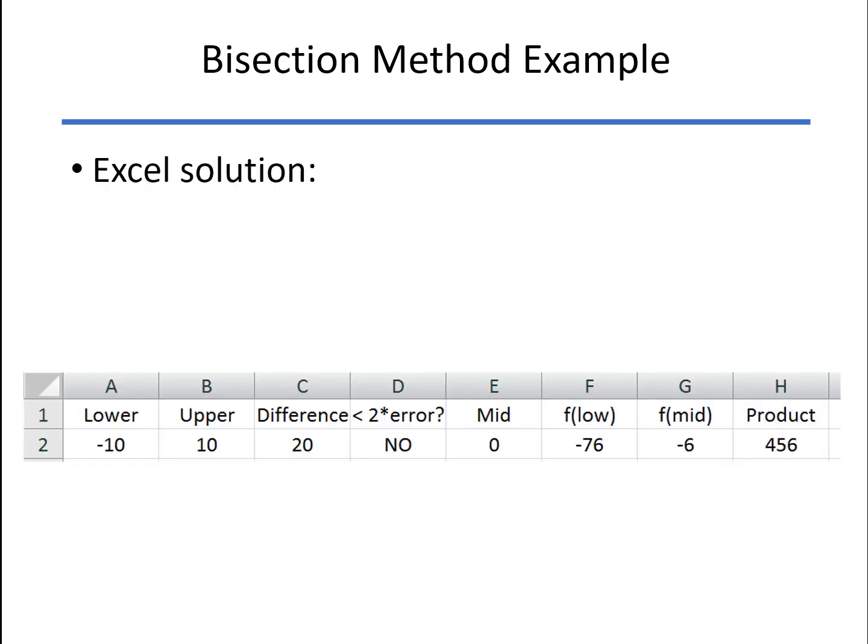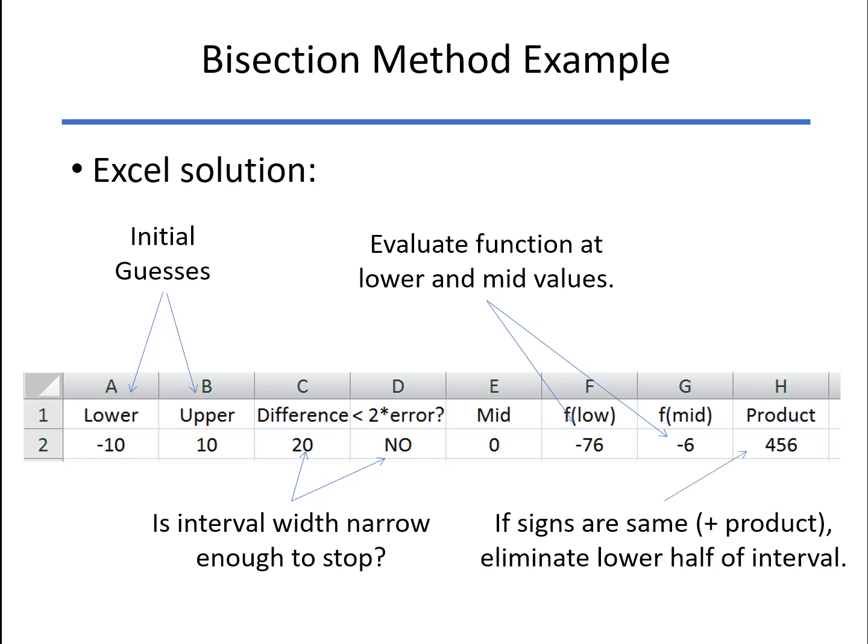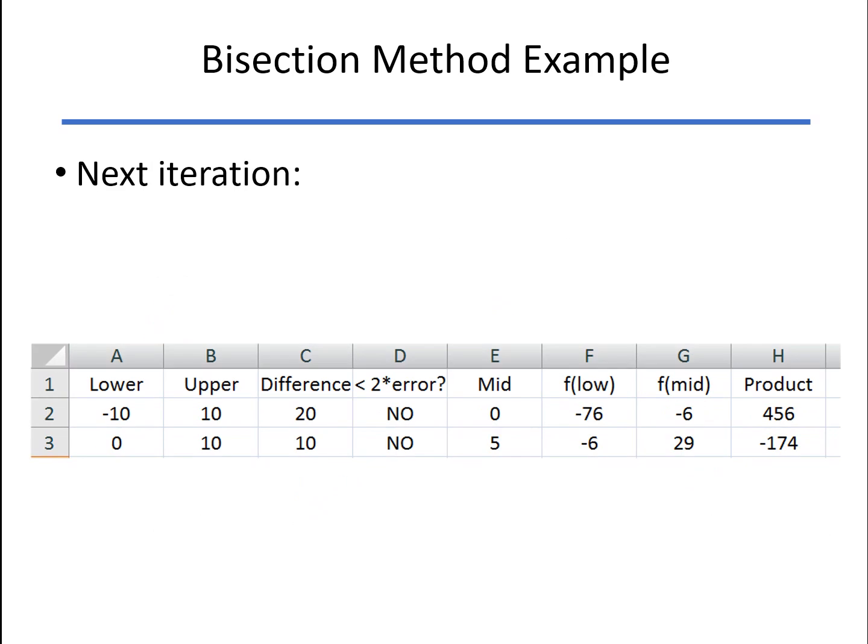So here's how we do it in Excel. We'll put in the upper and lower guesses. We'll look at the difference between those two, which of course is 20, and say, well, is that small enough? Well, obviously it's not at the beginning. We evaluate the function at its lower and its middle values. And if those signs are the same, then that means your product, when you multiply the two together, is positive. So we're going to eliminate the lower half of the interval.